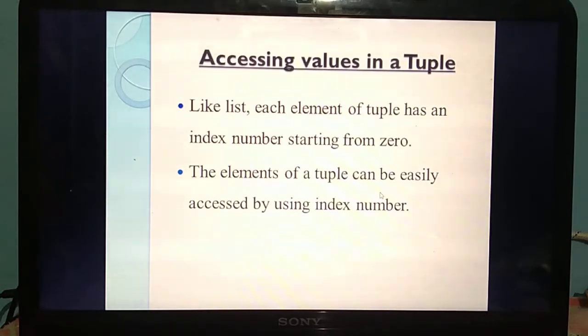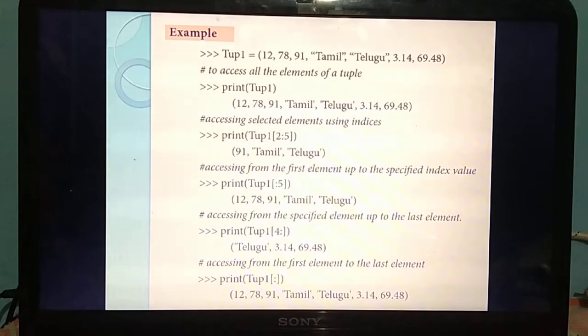So the last index value, the program will always take n minus 1. Understand? So see this example. First they have given one tuple. What's the name of the tuple here? Tup of 1. So what are the elements they have given? 12, 78, 91, Tamil, likewise a lot of elements are there.